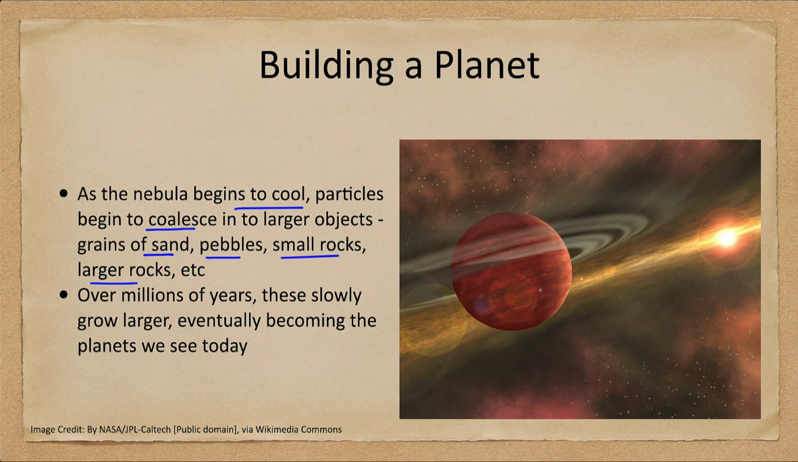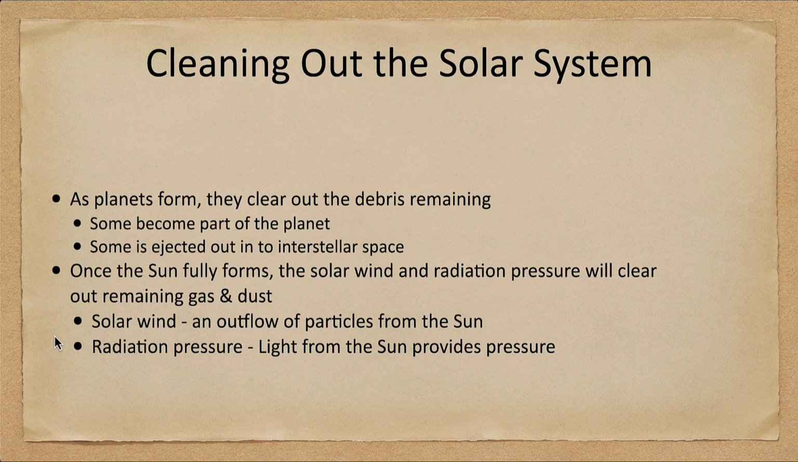So here we see an artist's conception of what our solar system might have looked like in these early times, with a planet forming with a debris ring around it, and still our sun there in the distance with a lot of debris still around it. Our solar system at this point was a much messier place than it is today. So how do we get rid of that?